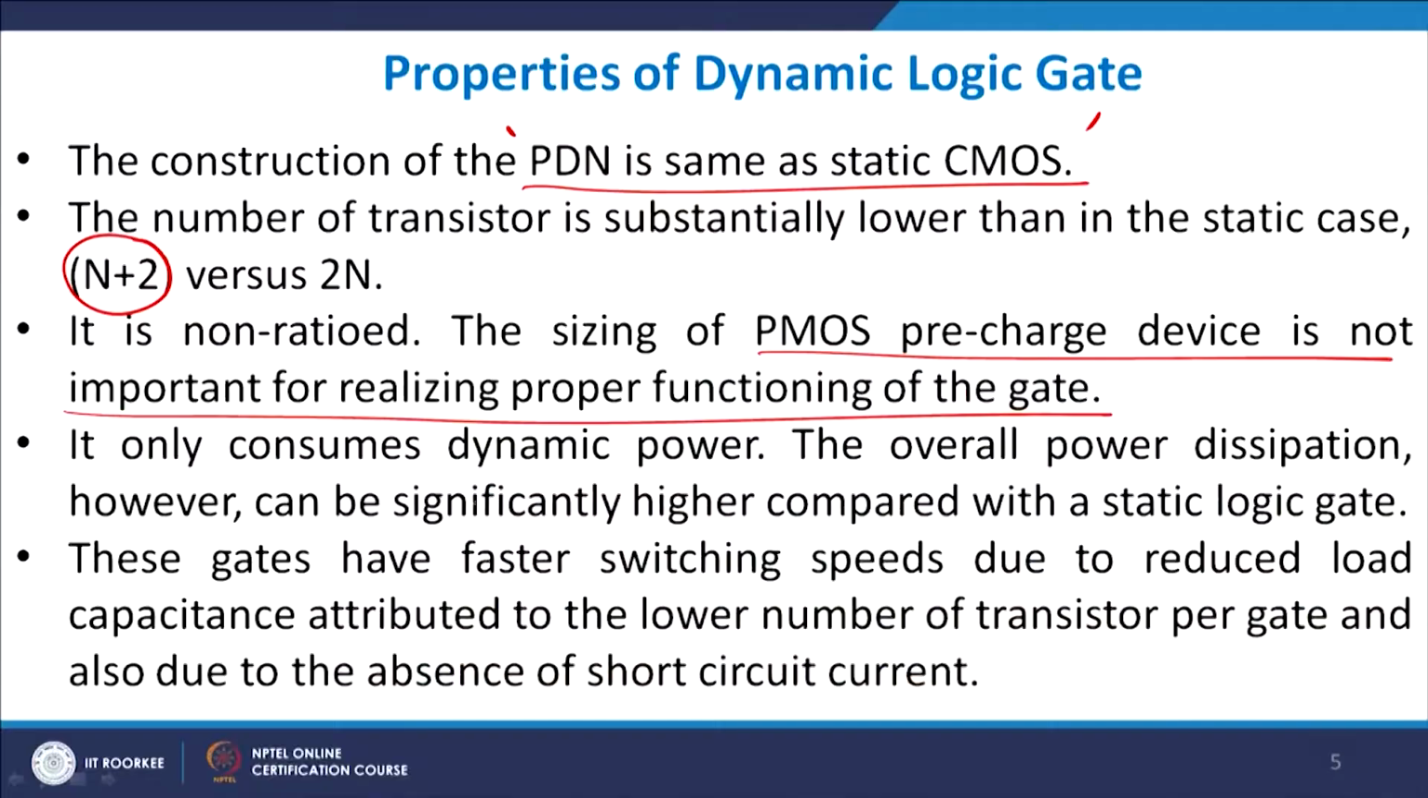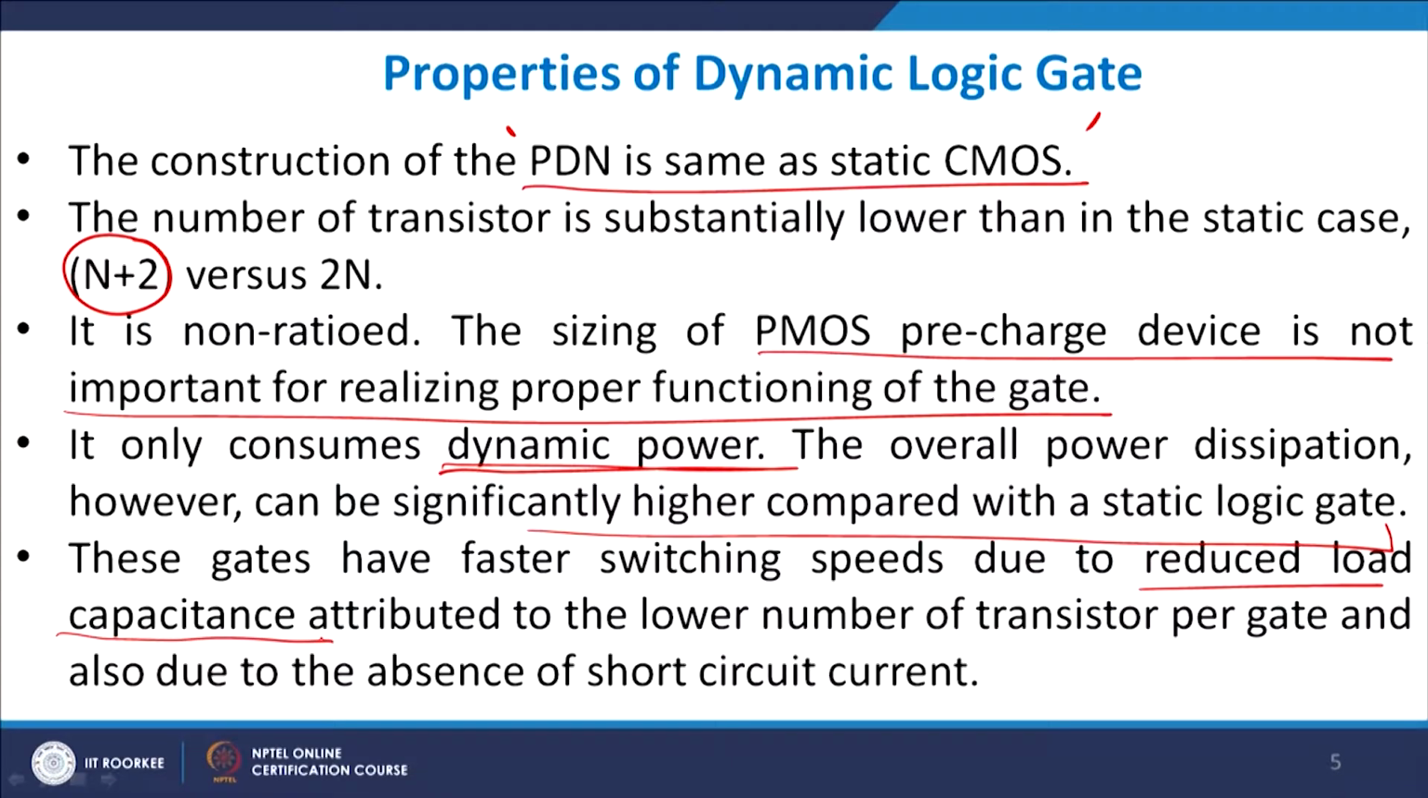As I discussed with you, it only consumes dynamic power, and therefore the overall power dissipation can be high compared to a static logic gate, because dynamic power is very high, and since you are using a clock, its power can be very high. However, these gates have much faster switching speeds because of your reduced load capacitances.